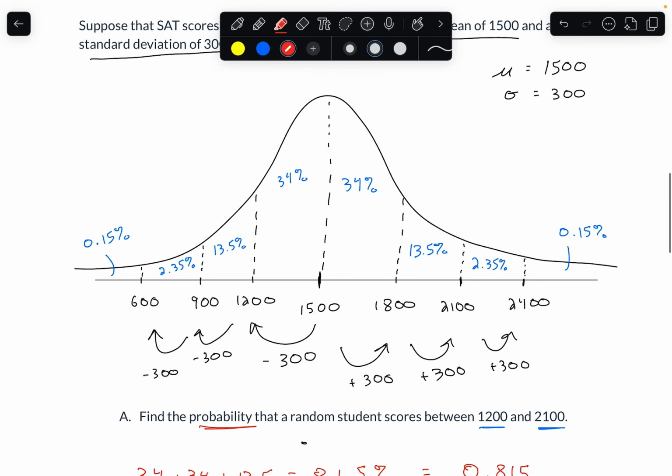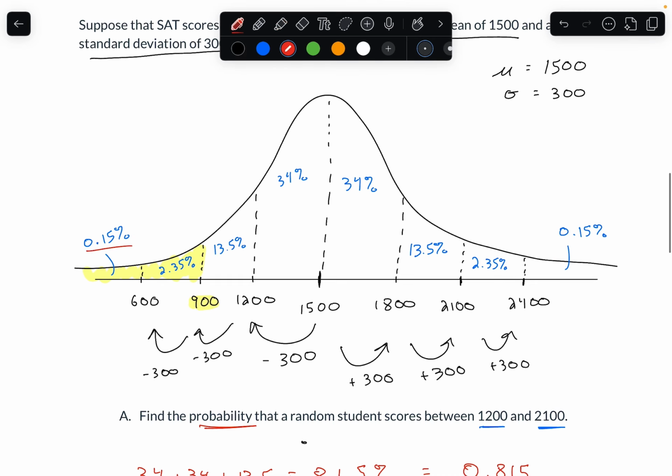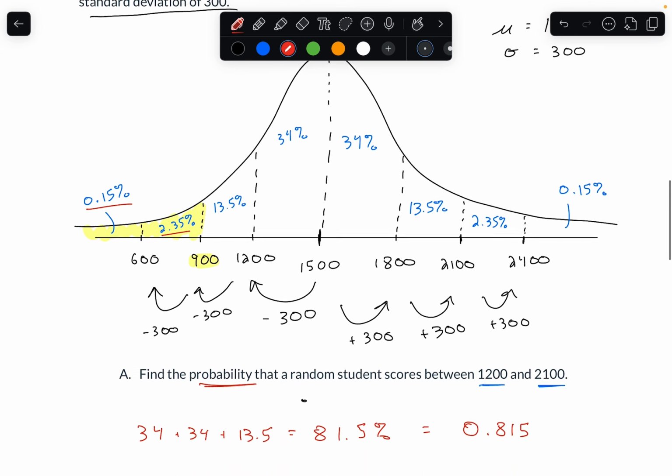Well, if I scroll back up, here's 900. Here's the area that I'm talking about. Let's use yellow. There's the curve that I'm talking about. And I want to talk about the scores that are less than 900. So that would mean these areas over here to the left. So I must be talking about this portion of my curve. So I'm really only talking about two numbers in this case: 0.15% and 2.35%. So I'm just adding those two numbers, and that'll tell me my percentage or my probability here.